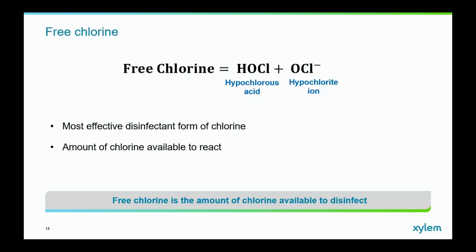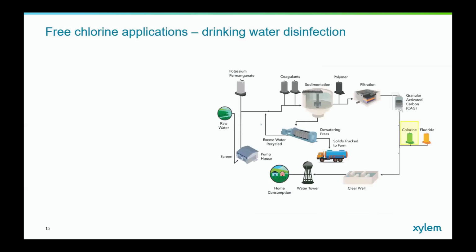As we saw in the previous slides, chlorine in any form, when introduced into water, forms hypochlorous acid, which exists in equilibrium with hypochlorite ion. Hypochlorous acid is a strong disinfectant and is the dominant species at lower pH. Hypochlorite ion is a weaker disinfectant and is the dominant compound at higher pHs. Free chlorine is typically measured in drinking water applications.